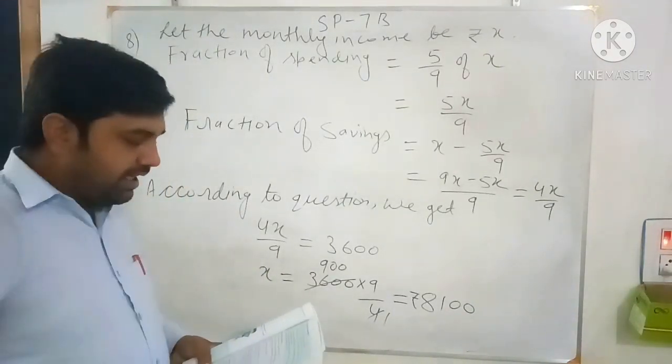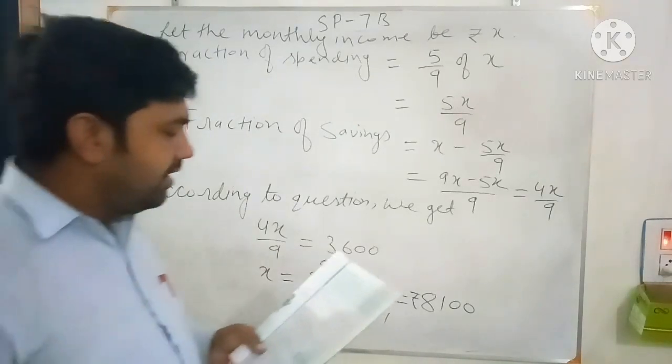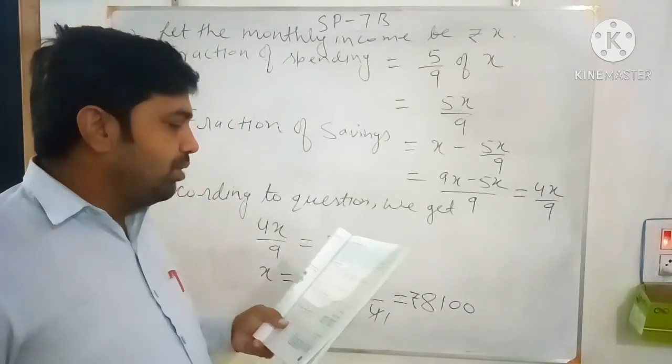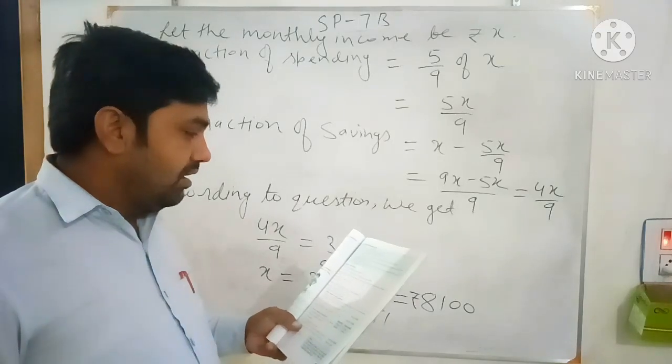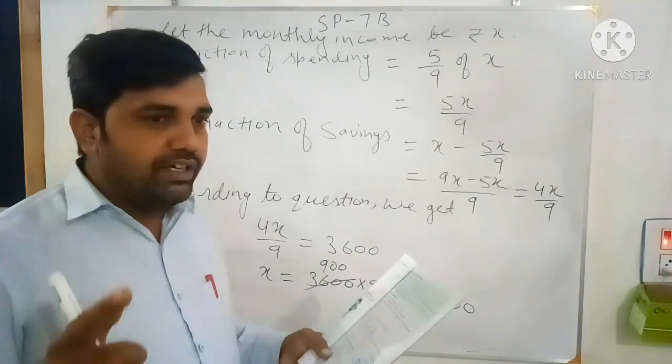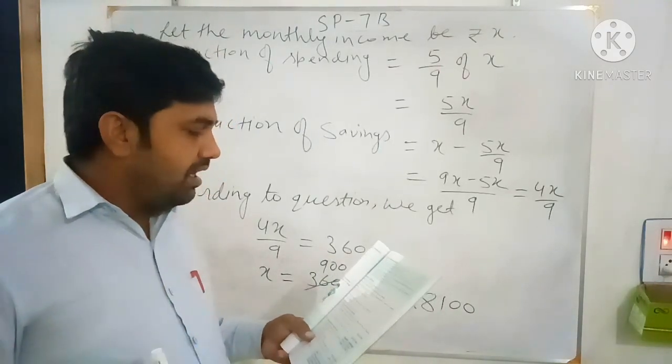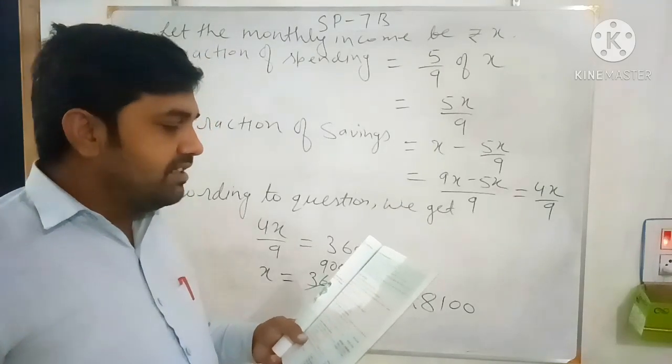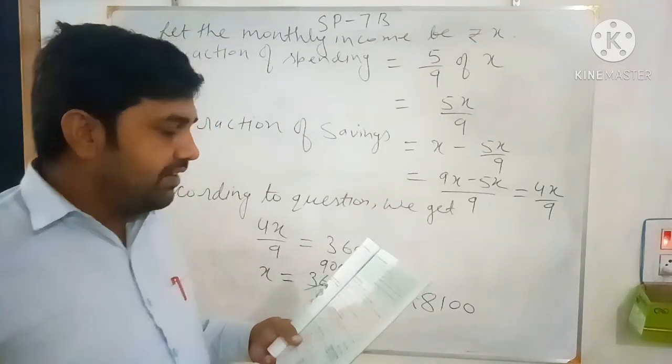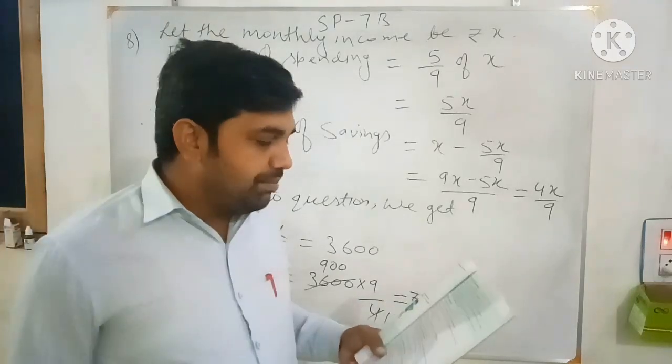Now see question number 9. I will discuss that, and I will leave question 10 for homework. After selling 85 copies of every 100 copies printed, a publisher finds that 450 copies are left unsold. So how many copies were printed?